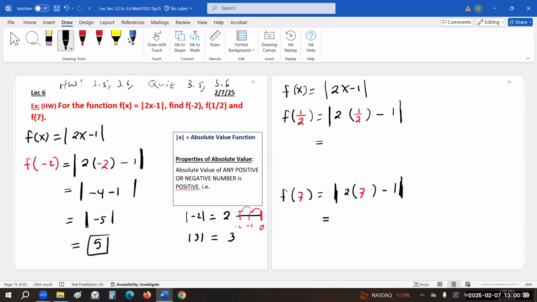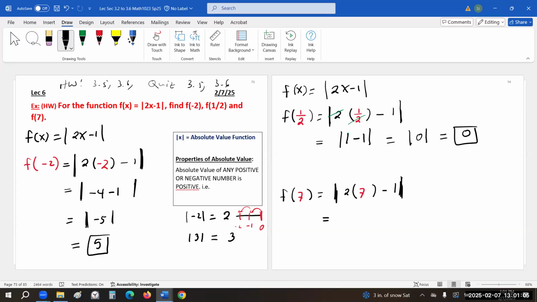Okay, that was easy, right? You guys did great. What is half of 2? 1, right? The 2s cancel out, you get 1. Or logically, half of 2 is 1. So we have 1 minus 1, what is absolute value of 0, which is simply 0.